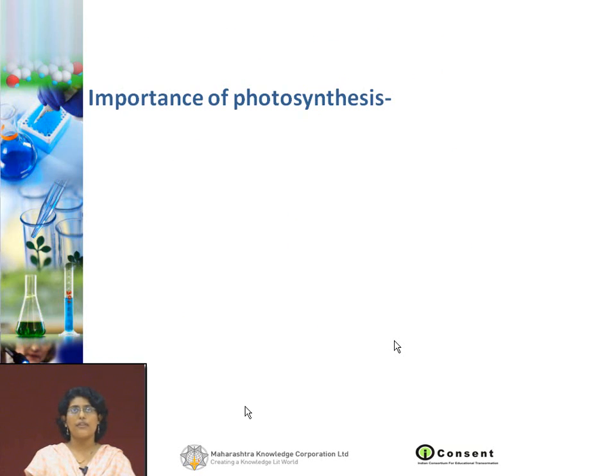We have seen where photosynthesis takes place in plants, that is, the site for photosynthesis is the chloroplast. Then we have seen various factors which affect photosynthesis, and now let us see what is the importance of photosynthesis. First of all, balance of carbon dioxide in nature.